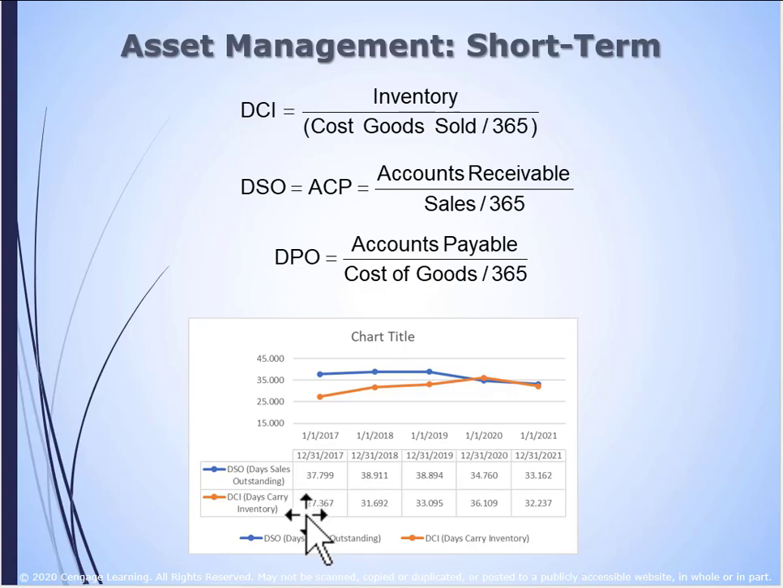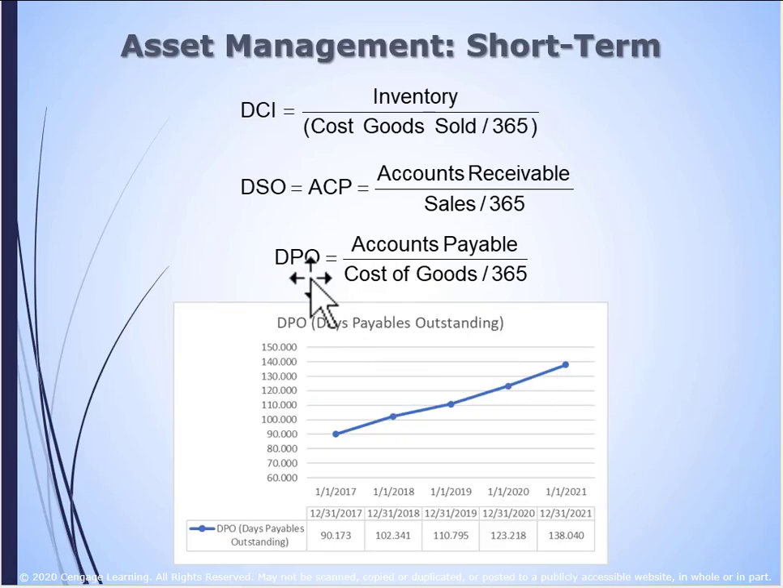What about days carry inventory? Again, if you look across the line, we're pretty steady, right? It has a little bit of an increase over the last couple of years, but in general, it's fairly flat. So what this tells us is the amount of inventory that we have sits on the shelf roughly 30 days, but it also doesn't change much. There's not a lot of variation in the amount of inventory that we hold.